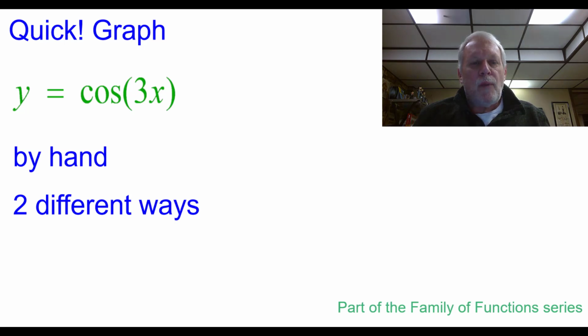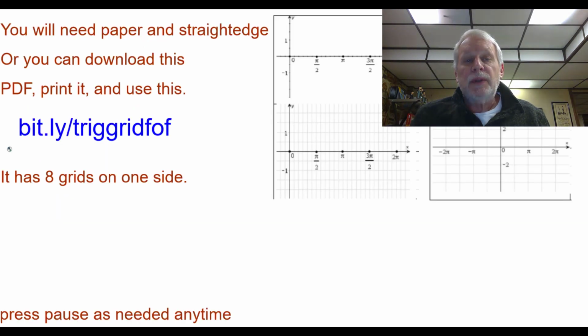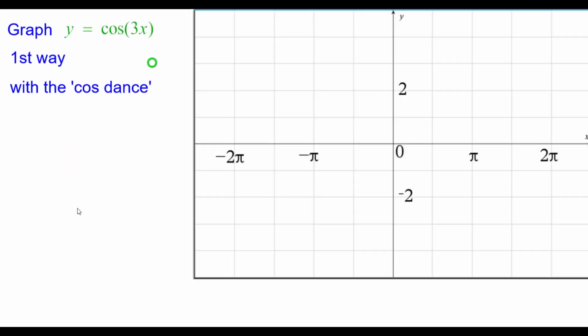Quick, graph y equals the cosine of the quantity of 3 times x by hand, 2 different ways. This is part of the family of functions series. You will need paper and a straight edge, or you can download this PDF and print it. Press pause as needed anytime during this video. Graph y equals the cosine of the quantity of 3x.